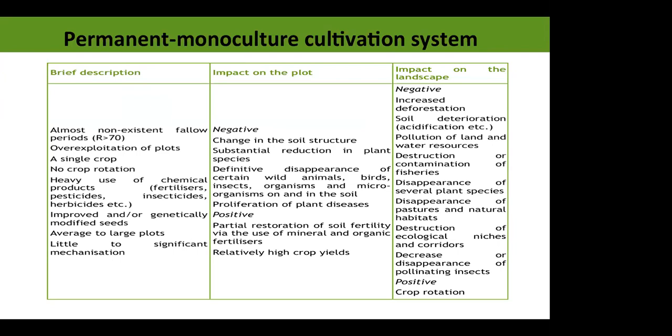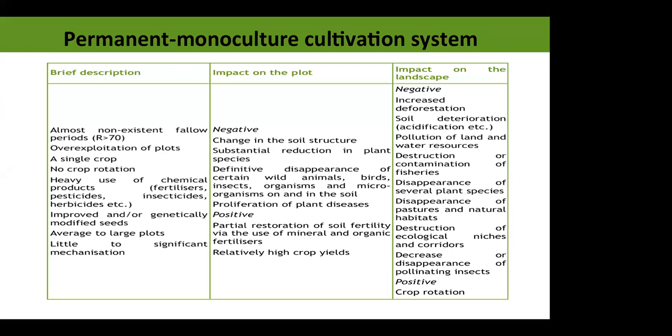So there's soil deterioration, acidification, and the rest happens in this type of soil because now you are using the chemical products heavily. Also, there's pollution of land and water resources because of the use of the chemical products. There's destruction or contamination of fishes because now the water bodies are polluted, and so the fish also are going to be contaminated. There's disappearance of several plant species because we know that the plant species that are dominant in that area, once you clear them off, are not going to come again when you start using the chemical fertilizers.